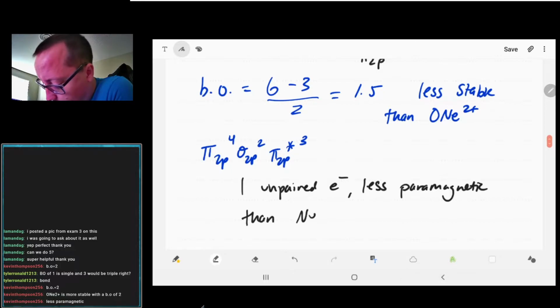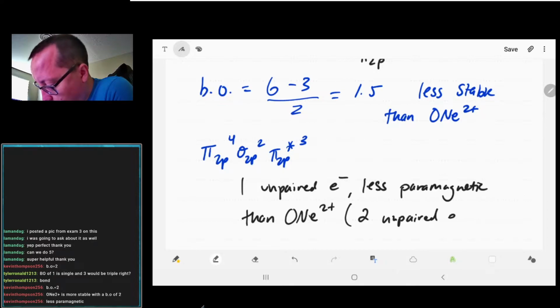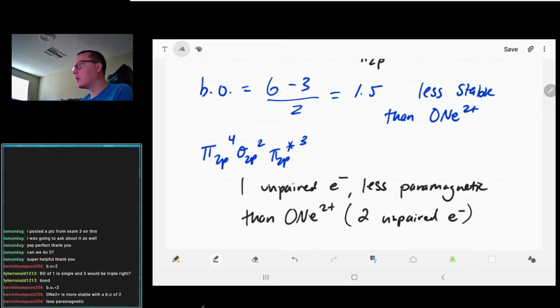Less than that, which had 2 unpaired. It had 2 unpaired electrons.